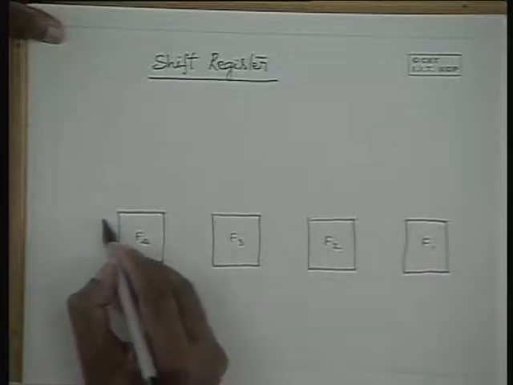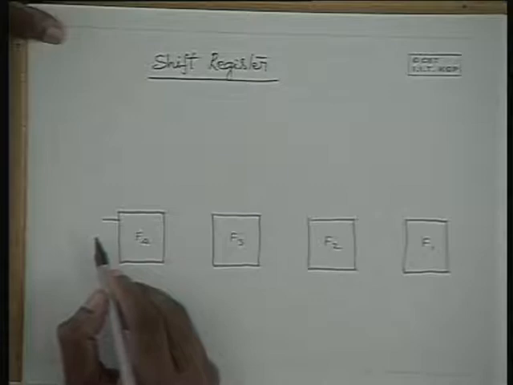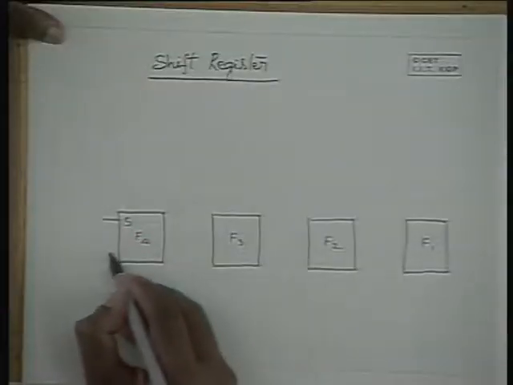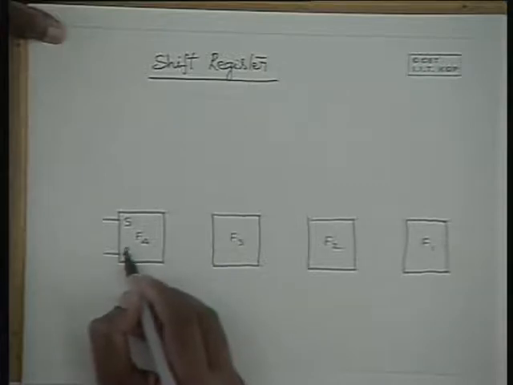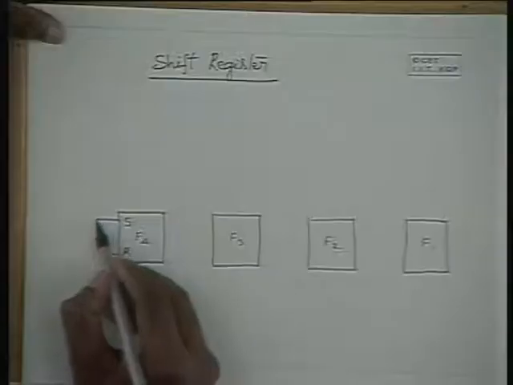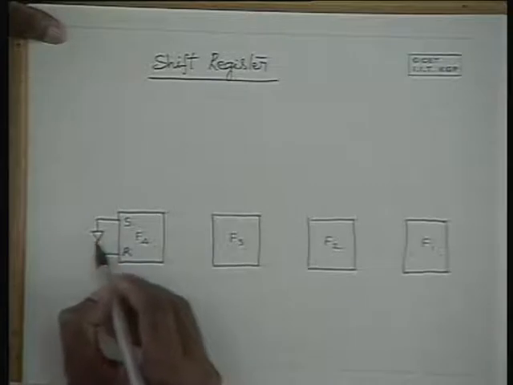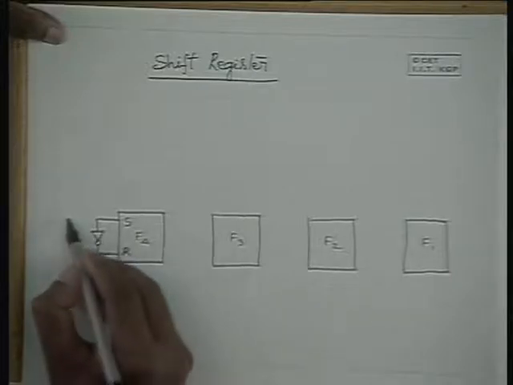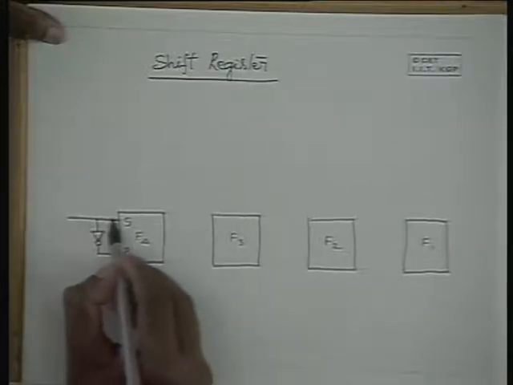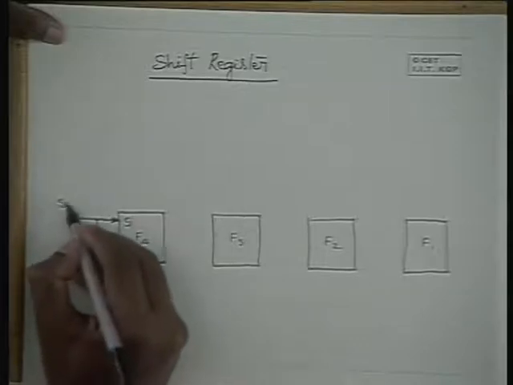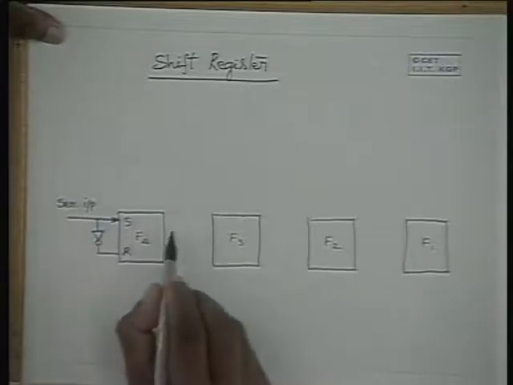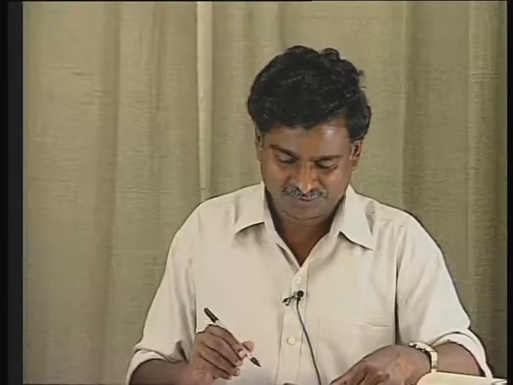Now these flip-flops can be D flip-flops or SR flip-flops or JK flip-flops. Let me take the diagram of an SR flip-flop as an example. Using SR flip-flops we can get a D flip-flop by inverting the S input and applying it to the R input. Now this is our overall input, called the serial input, through which we can feed digital data, binary data, into the shift register.